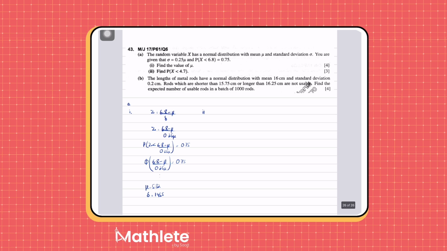And also, Shayan, you can use your calculator as well. Don't forget to do that. For 0.75, mean 0, standard deviation 1, you get 0.674.